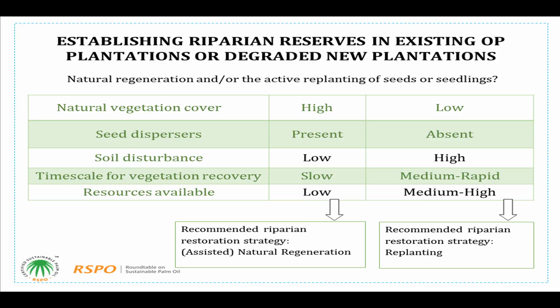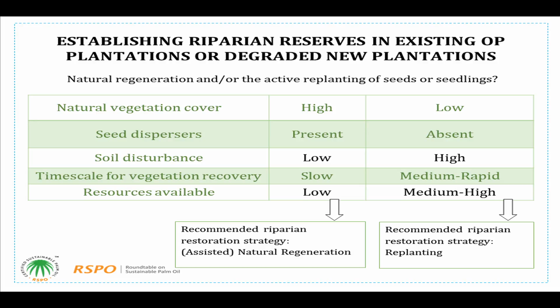So this document also provides guidance on whether a site should be left for natural regeneration or active replanting is required. For example, if natural vegetation cover is high or seed dispersers are present, soil disturbance is low, timescale for vegetation recovery is low and resources available are low, then you opt for natural regeneration, assisted natural regeneration.